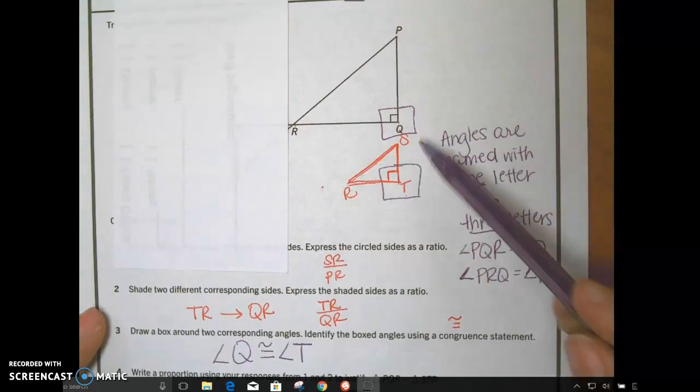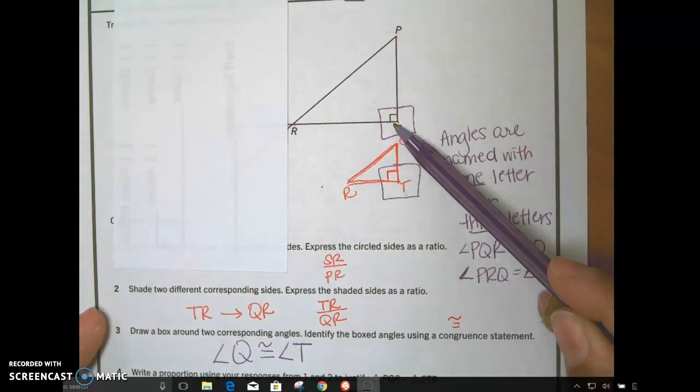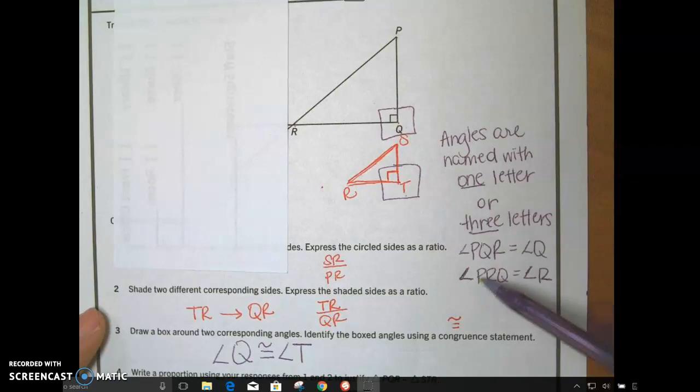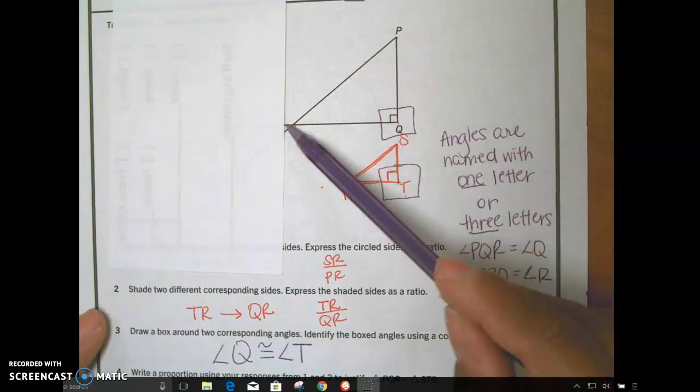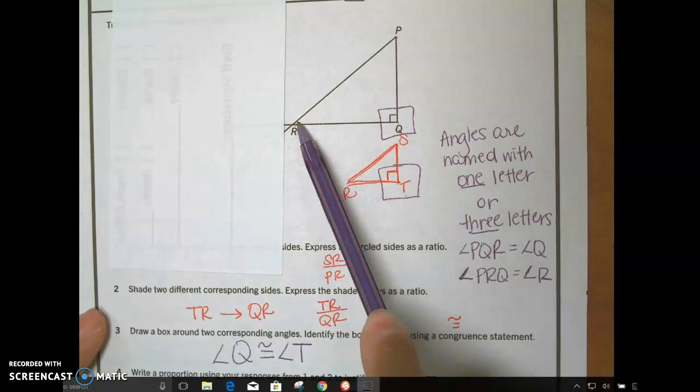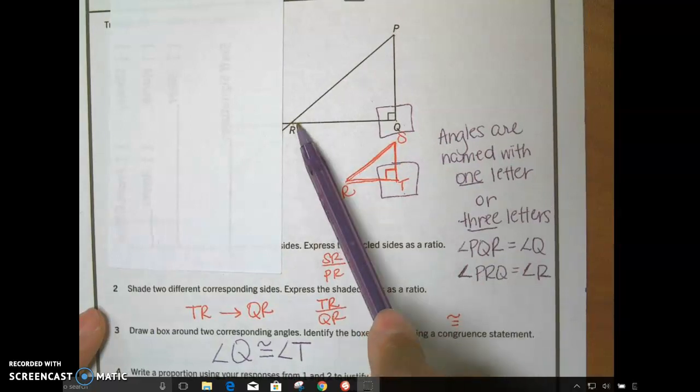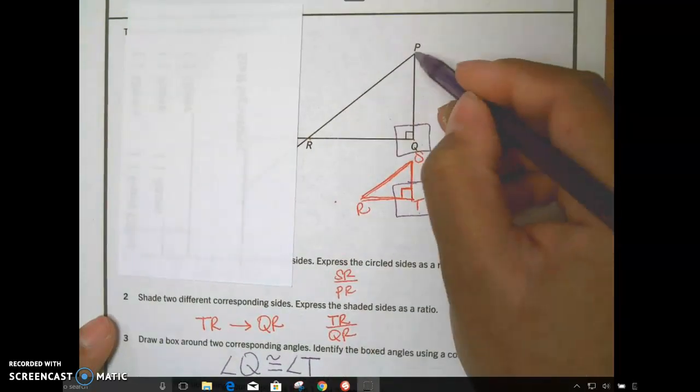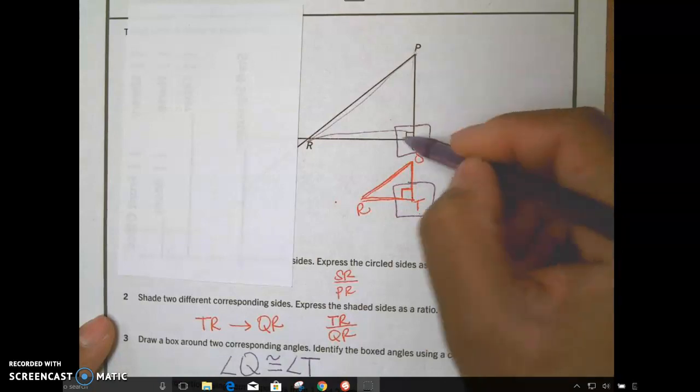PQR is the same as angle Q. Angle PRQ is the same as angle R because I'm looking at the middle. This is the vertex that I have formed.